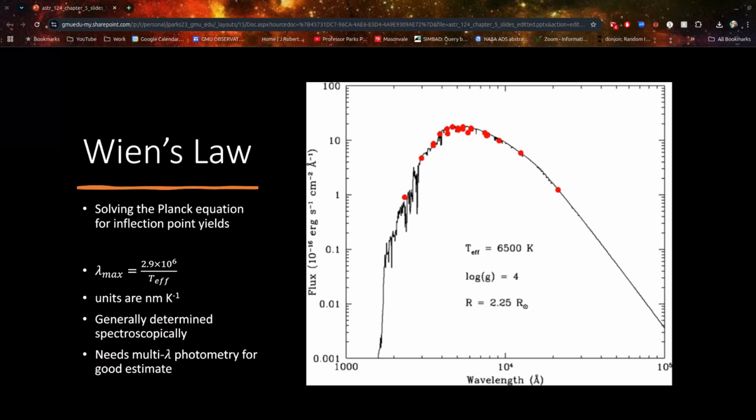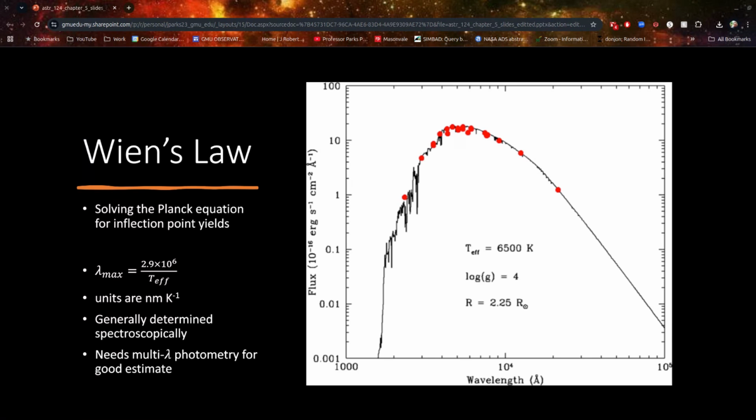The peak of the SED is simply 2.9 times 10 to the 6 over the effective temperature, where in this case, the units are in nanometers per Kelvin. So if you can properly sample the SED such that you can measure that inflection point, that lambda max, then you now know the effective temperature of the star, which is one of the components you need in order to determine the intrinsic luminosity of it.